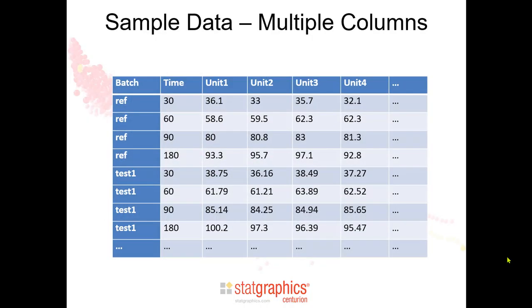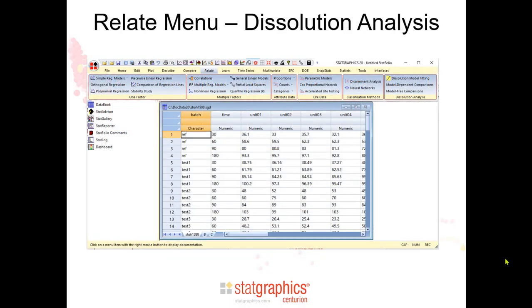Our sample data involves a reference batch and 5 test batches. Dissolution measurements were obtained at 4 different time periods using 12 units. To perform this analysis using Statgraphics version 20, select Relate from the top menu, and then on the far right in the Dissolution Analysis section, select Model-Free Comparisons.